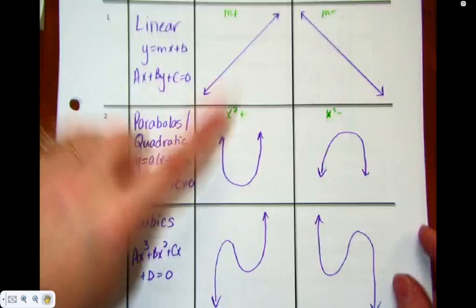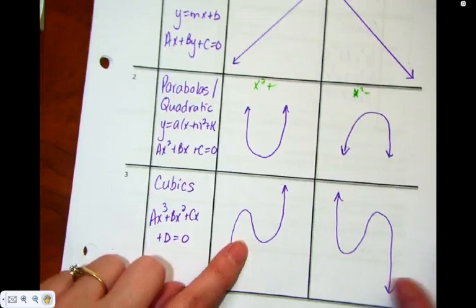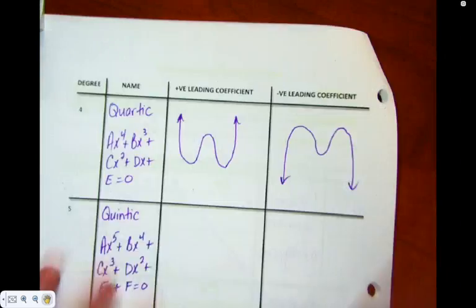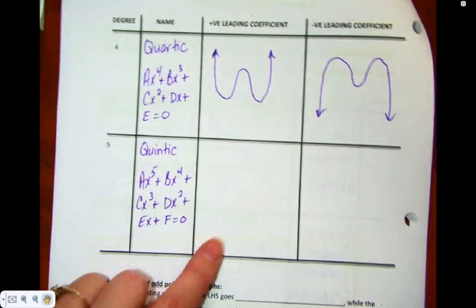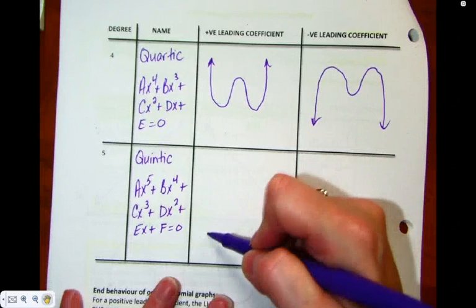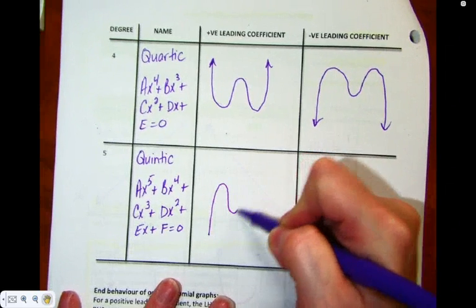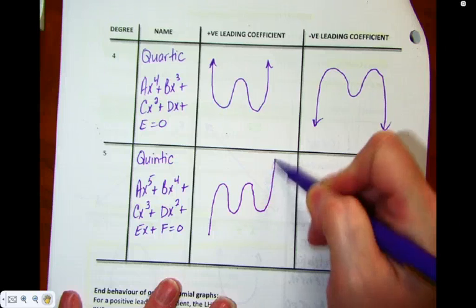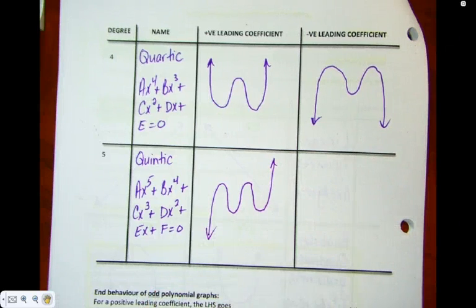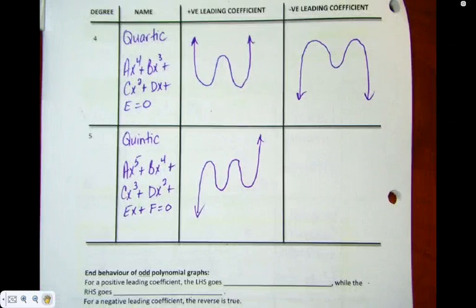You keep your page, I'm going to flip back. No max or mins. 1 max or min. 2 max or mins. 3 max or mins. 4 starts from the bottom. Max, min, back up towards the top. There is a quintic. So we'll say it has 2 hills and 2 valleys because there's 2 mins and 2 maxes.